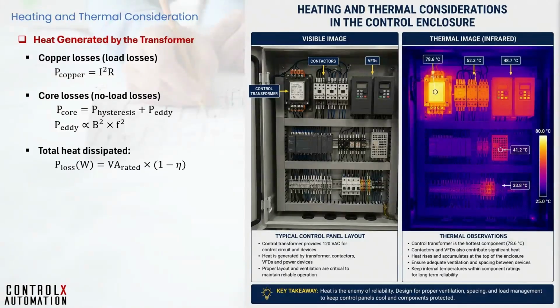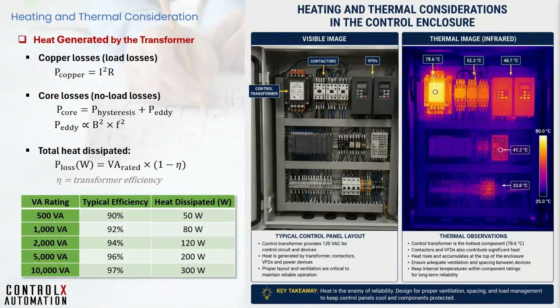The total heat dissipated due to losses is given by this equation, where eta is the efficiency of the transformer. This is usually mentioned on the transformer nameplate or its datasheet. This table shows typical transformer efficiencies and heat dissipated in watts for a few common transformer sizes. Again, this varies from manufacturer to manufacturer and other design specs. Also, these are full load values. At typical control panel loading, which is often 40 to 70% of transformer rating, the actual heat dissipation might be lower, but core losses are constant regardless of load.